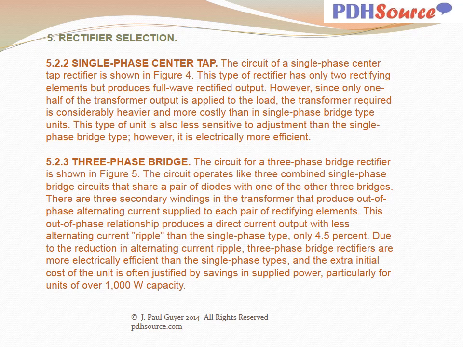4.5%. Due to the reduction in alternating current ripple, 3-phase bridge rectifiers are more electrically efficient than the single-phase types, and the extra initial cost of the unit is often justified by savings in supplied power, particularly for units over 1,000 watts capacity.